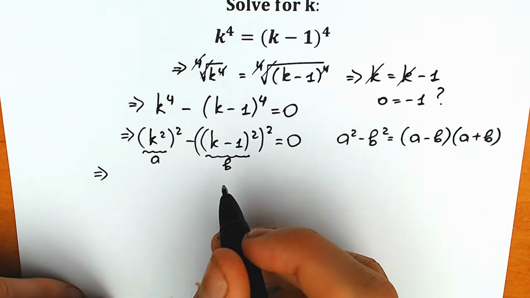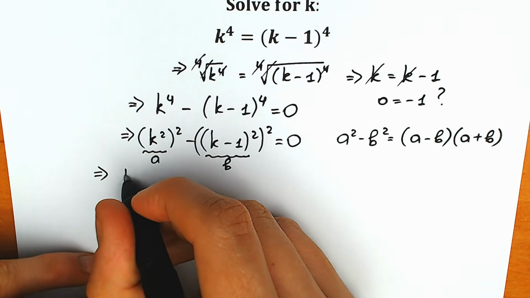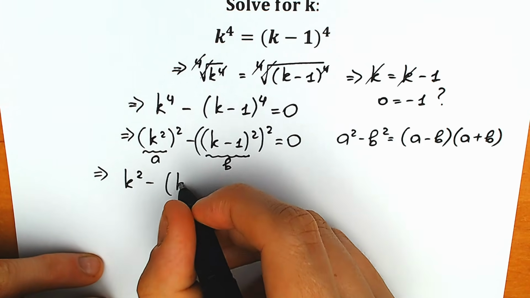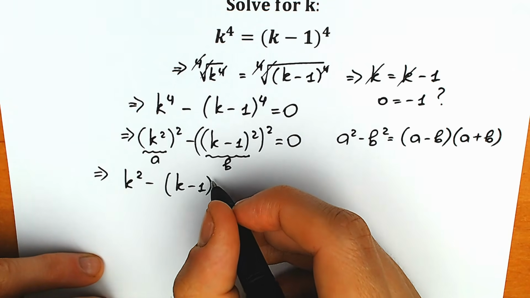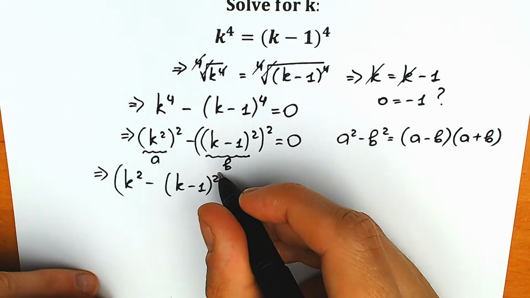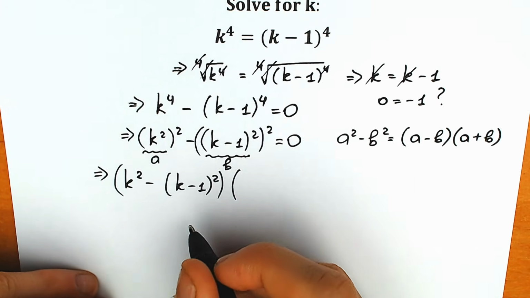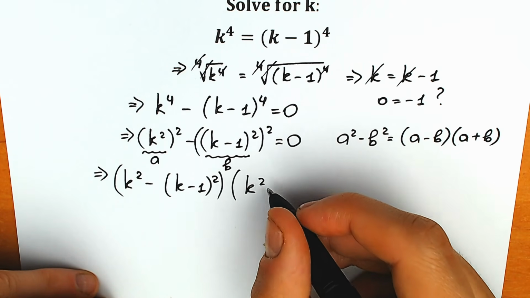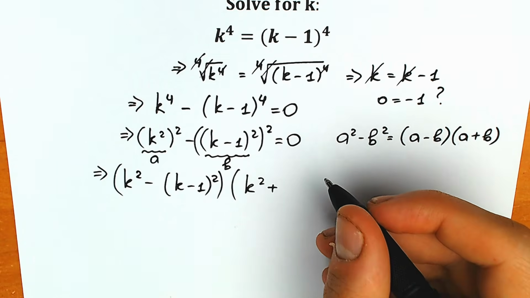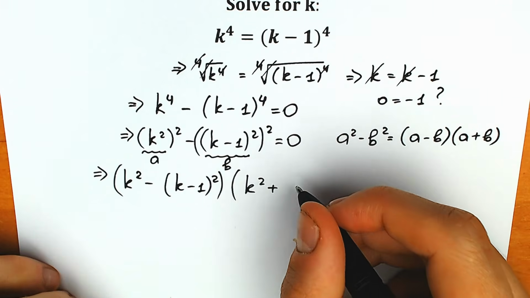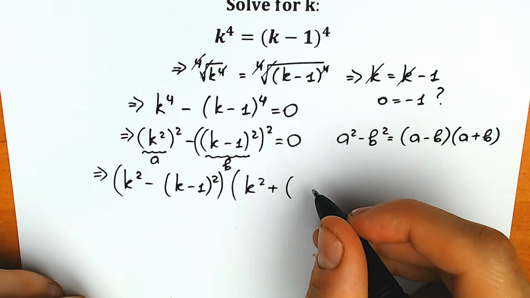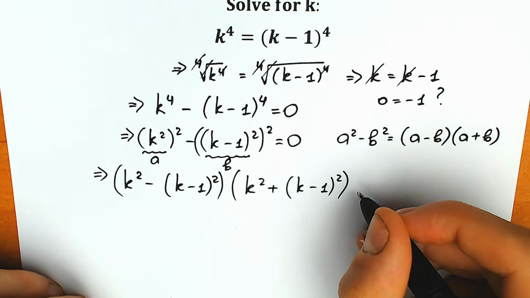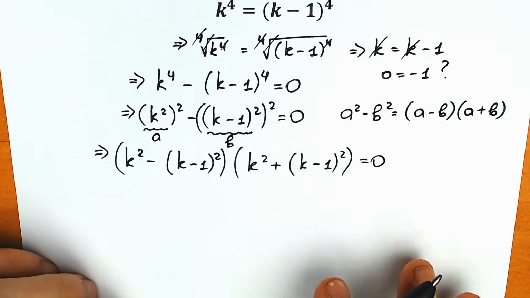So right now let's write it. As a result, we have a minus b in the first parenthesis, so we have k squared minus (k minus 1) squared. Okay, that's the first parenthesis, and the second parenthesis is the same, but with the positive sign. So we have k squared plus (k minus 1) squared equal to 0. So we have two parentheses and we can simplify them.